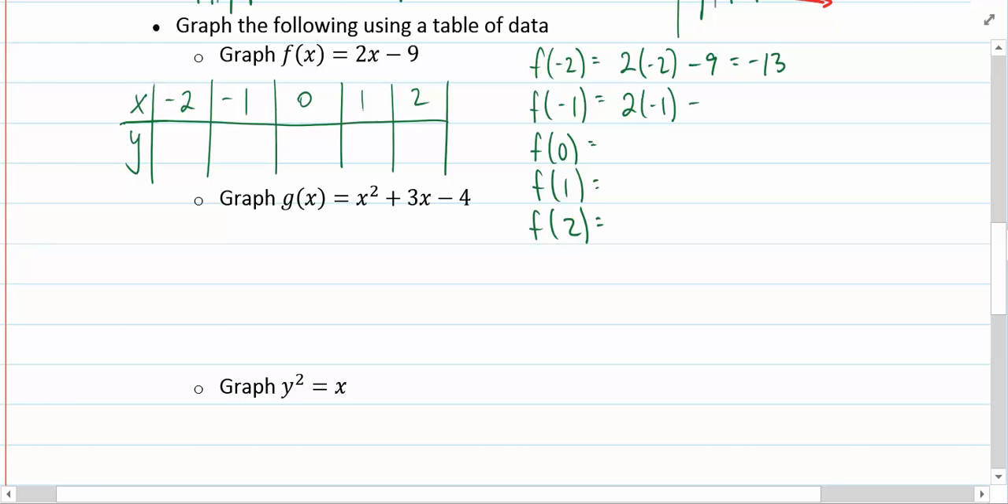2 times -1 minus 9. Well, that's -2 minus 9. That's -11. At 0, 2 times 0 minus 9 is -9. And at 2 times 1 minus 9, that's 2 minus 9, which is -7. And 2 times 2 minus 9 is 4 minus 9, which is -5.